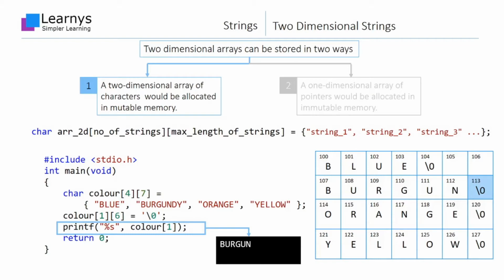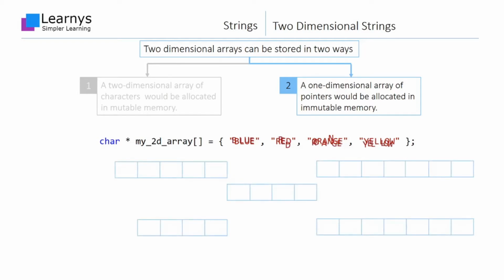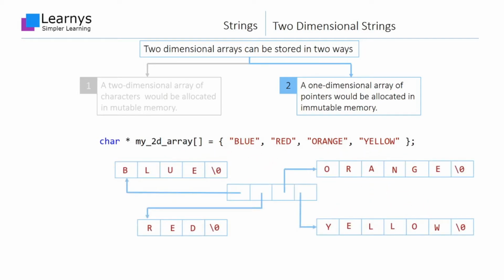We can create immutable two-dimensional character arrays by creating an array of character pointers. The array can be defined by this statement. This statement will create 4 string literals in the read-only segment of the memory. The statement also creates an array of character pointers named my_2d_array, holding the base addresses of the string literals.